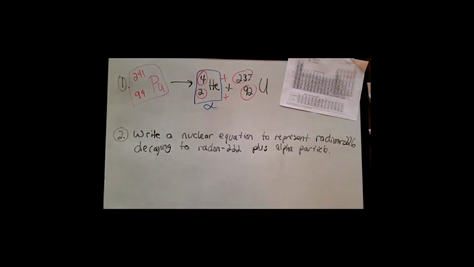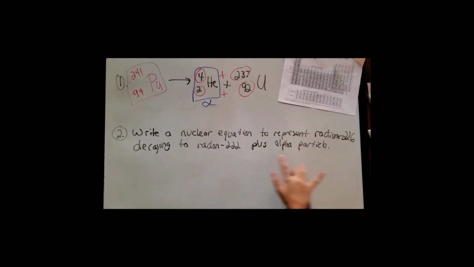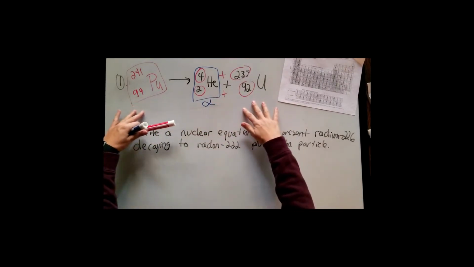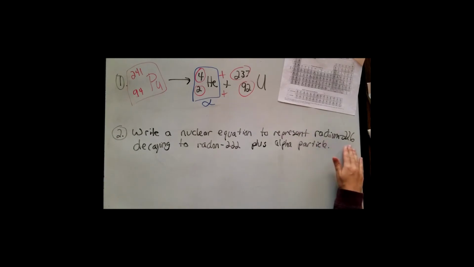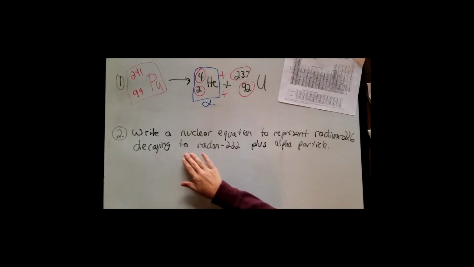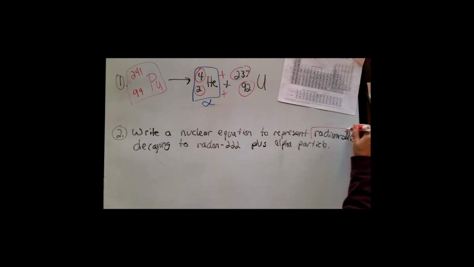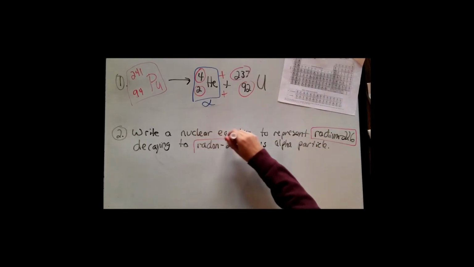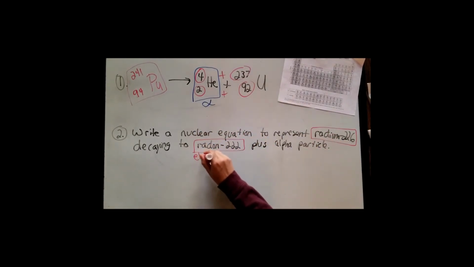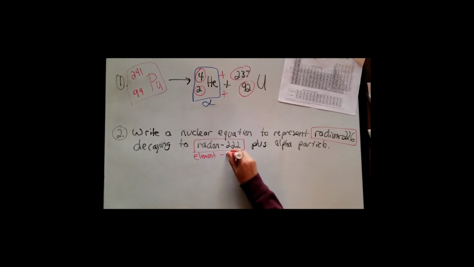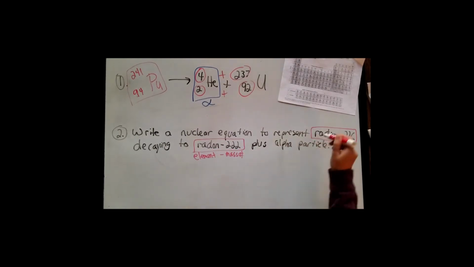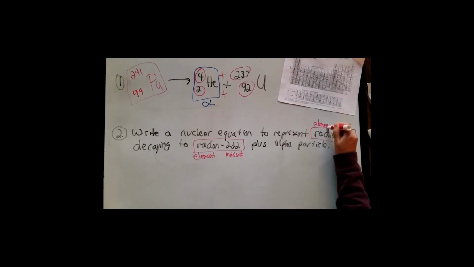All right, well, what if we did this in a word form instead? Because that's what this one is doing down here. It wants us to write a nuclear equation, and that's what this is, a nuclear equation, to represent radium-226 decaying to radon-222 plus an alpha particle. A lot of information here. Now, first off, let's remember, these two pieces here are representations of isotopes, where we have the element name dash mass number. So that's all this is: element name dash mass number.